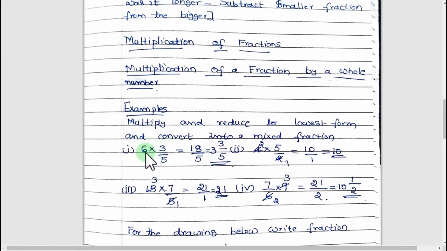Remember this, when you multiply, you don't have to equate the denominators. Numerator into numerator, the product you have to write here. Denominator into denominator. No denominator means 5 only remains, 18 by 5. Now 18 by 5 is an improper fraction. When do we call a fraction an improper fraction? If the numerator is bigger than the denominator, that fraction is an improper fraction. We can convert this into a mixed fraction.